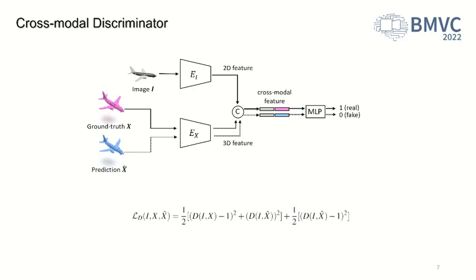Here, we optimize the discriminator D by minimizing the least square loss. Specifically, the first term aims at the discriminator trying to distinguish between real and fake samples, while the second term aims at the generator's prediction trying to be as real as possible. In this way, the generator can be guided to produce high-quality point clouds which are reasonably conditioned on the input image and also exhibit a 3D structure similar to the ground truth.